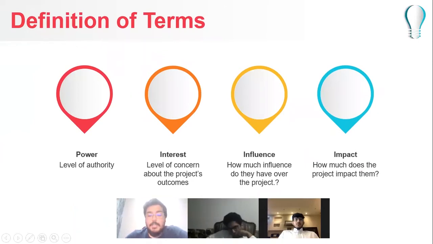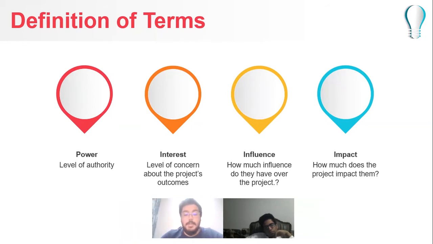We have four defined terms for the stakeholders which we have to know. The first is power, which is the level of authority. The second is interest, which is the level of concern about the project outcomes. The third is influence, how much influence they have over the project. And the last is impact: how much does the project impact the stakeholders? These are the four terms that we should know about the stakeholders.